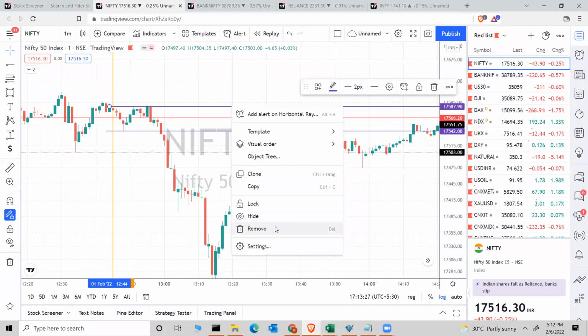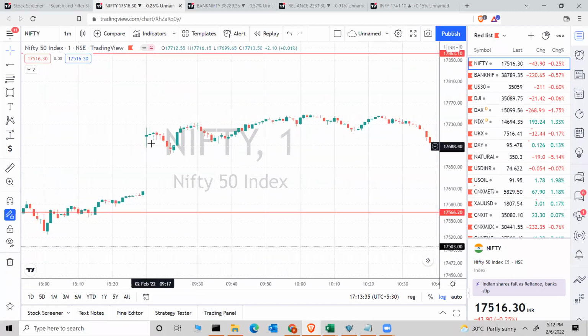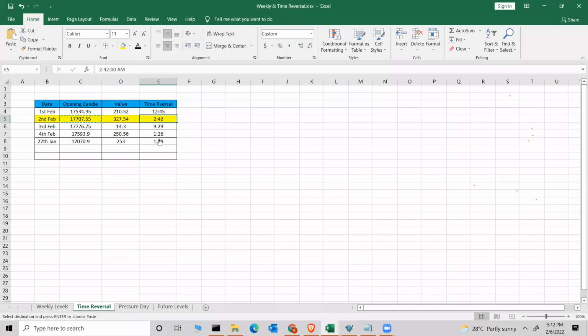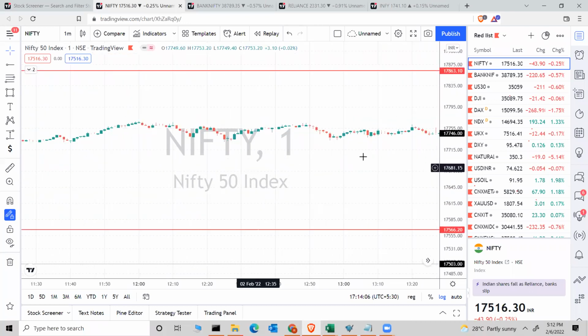So now let's go and see what happened on 2nd Feb. Let me remove this line quickly. Okay, let's go to 2nd Feb. So this is the 2nd Feb. At the bottom, you could see here it's showing 2nd Feb, 9:15, the opening value is here. The opening value is showing 17707.55. I repeat, 17707.55. So that's the value we have got. And the reversal expected time is 2:42. So let's go and see what happened at 2:42.